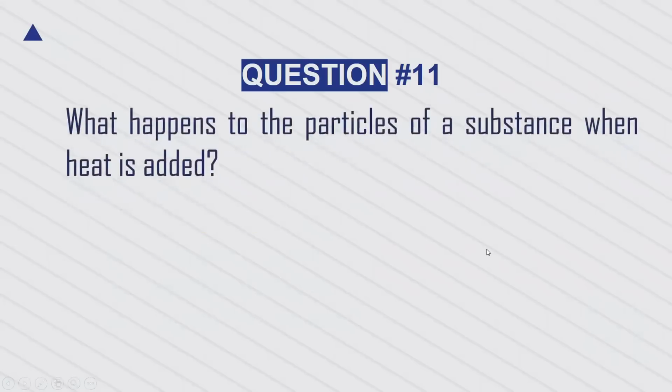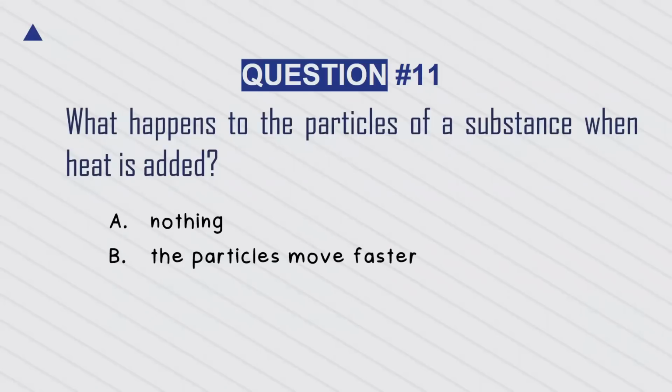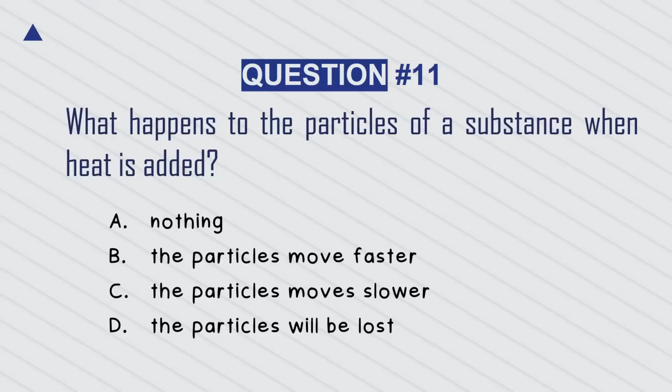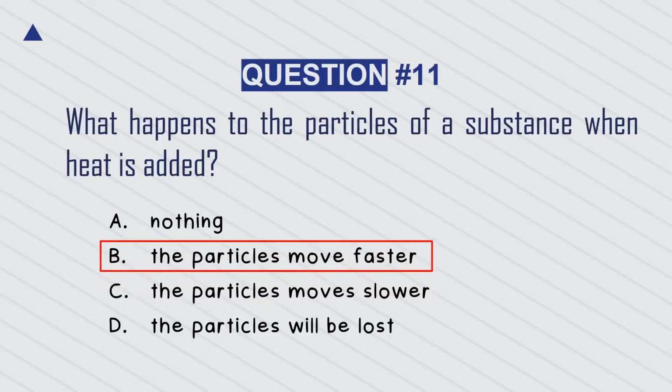What happens to the particles of a substance when heat is added? A. Nothing. B. The particles move faster. C. The particles move slower. Or D. The particles will be lost. The correct answer is letter B. The particles move faster.